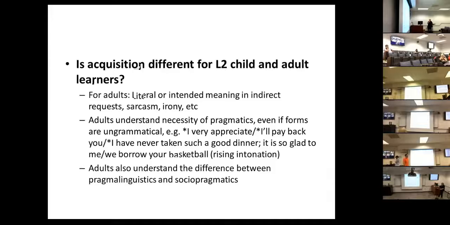And in fact, adults also understand that difference, which is why they try and find something to say, even if they're not sure what it is. What the formula is that they're supposed to use, they're not sure about their grammar, they will try and say something because they understand that socio-pragmatically you need to do that.